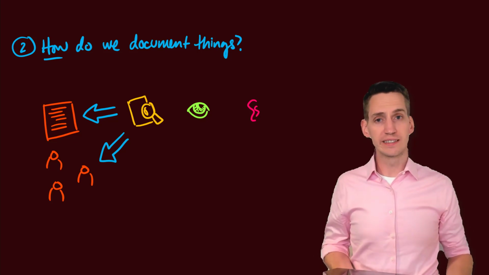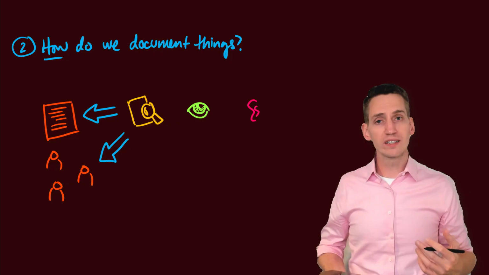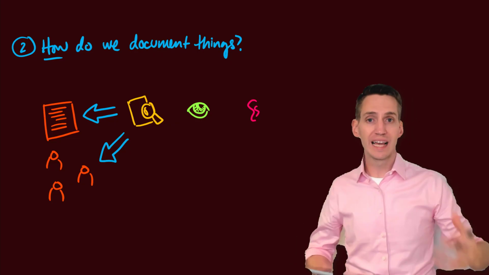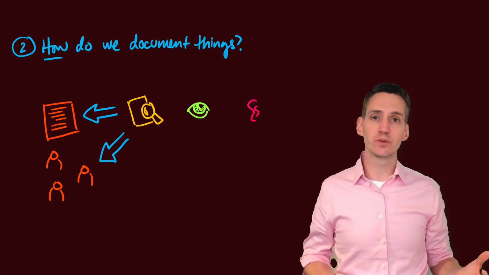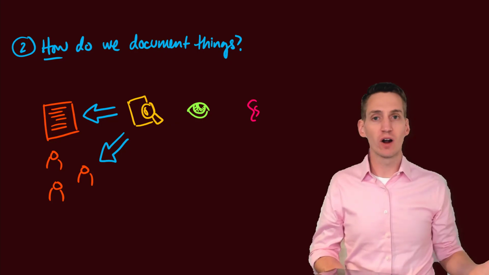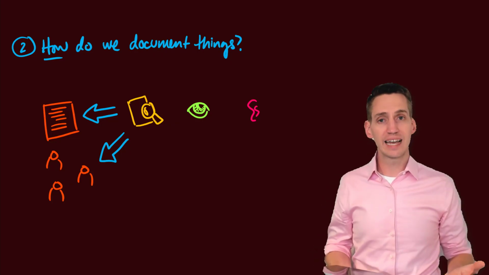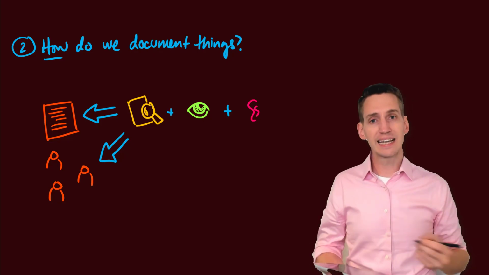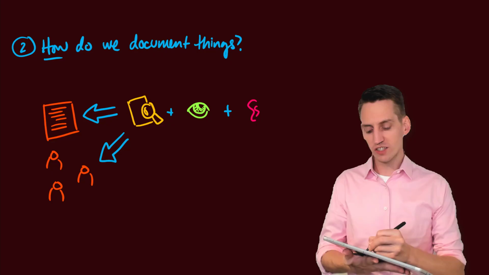How do we document things? Documentation requires us to collect a lot of information about the process and the controls and identify all of the details that we need in order to summarize them in a way that is useful for interested parties. There are a few techniques that accountants can use to collect and compile documentation.